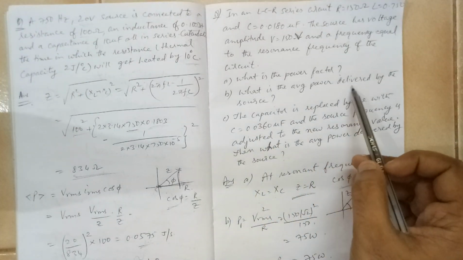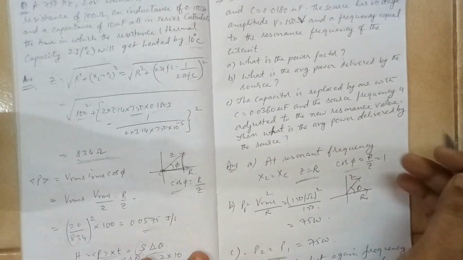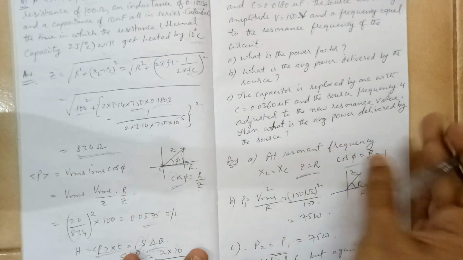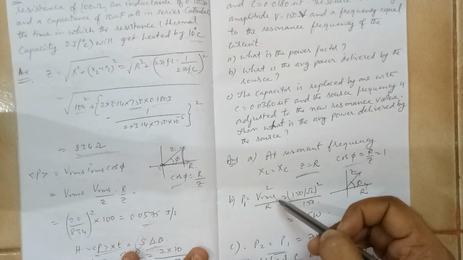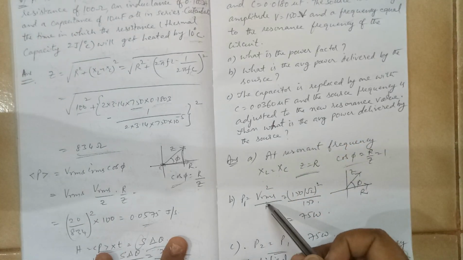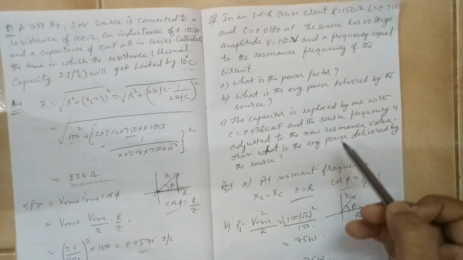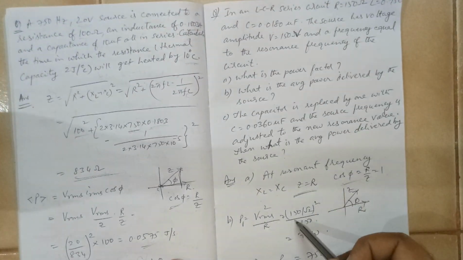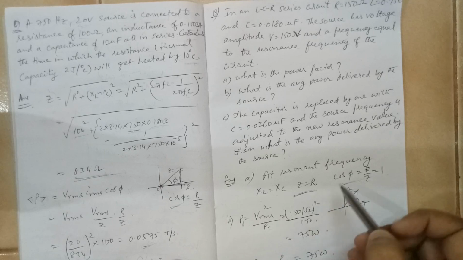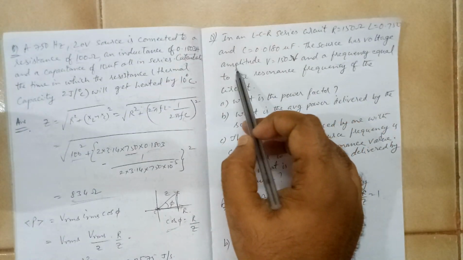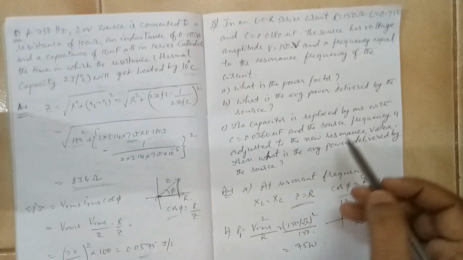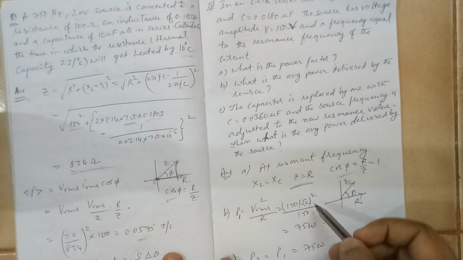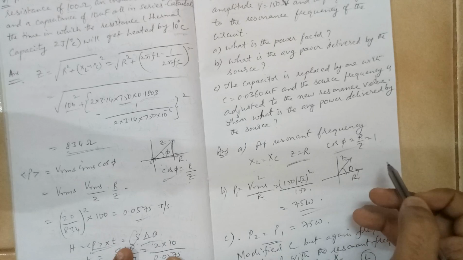What is the average power delivered by the source? Power is V square by R. So you have to take the RMS voltage value. RMS voltage value is how much? It is 150 by root 2, because the amplitude voltage is given, divided by root 2, divided by R. Once you substitute that, you get 75 watts.